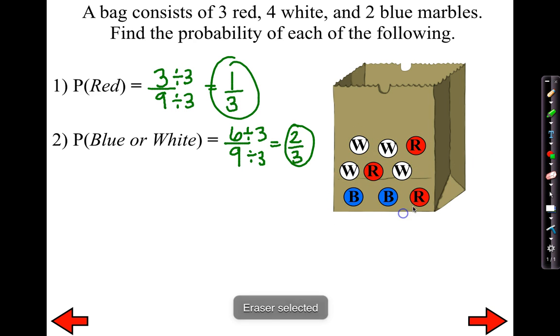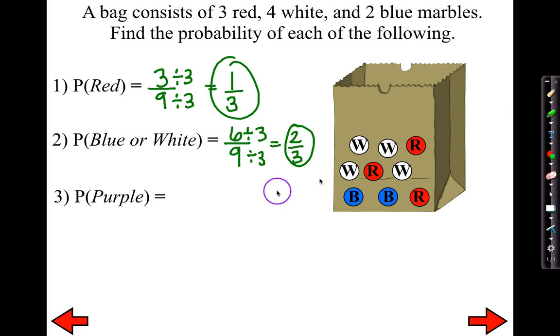Okay, next one. What's the probability of getting a purple? Well, let's see. There are no purples in this bag, so I'm going to say 0 out of 9, which gives me just 0. And remember, this is called an impossible event. There's no way I'm going to draw a marble from this bag and it be purple, because the only colors are white, red, and blue.